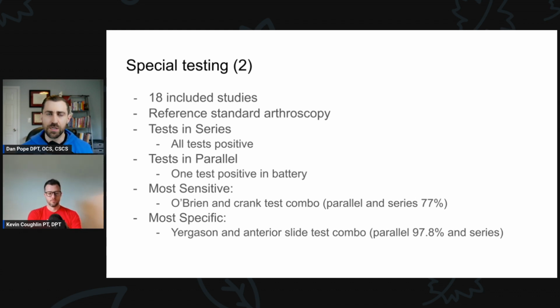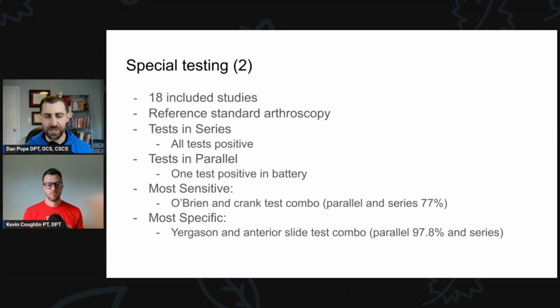And what was interesting about this study is they looked at all of these tests in series as well as in parallel. So basically having tests in series means that, let's say you have 3 tests, and if they're all positive, then there's a particular sensitivity and specificity for that. And then tests in parallel, you only need one of those tests to be positive in a battery, right?